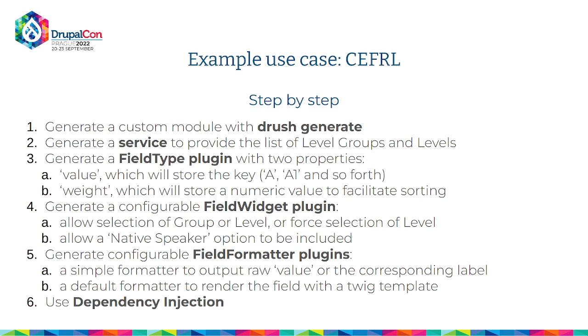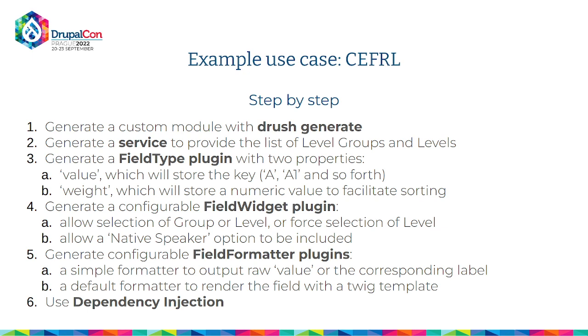Then we can generate a custom module using Drush Generate. If you haven't tried it, I invite you to have a look and, well, generate all the things and see how they are done. The command line interface will ask you many questions. Usually my go-to is to generate always two things. Say no to everything on the first, say yes to everything on the second, and mix and match as you need it.